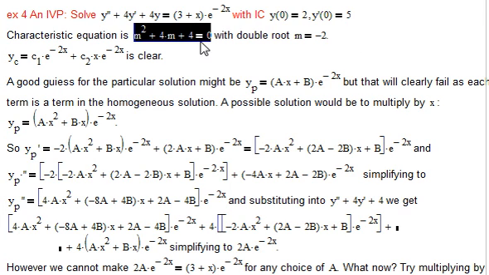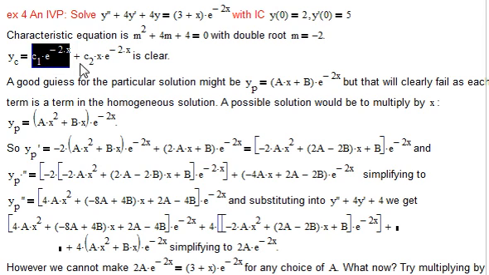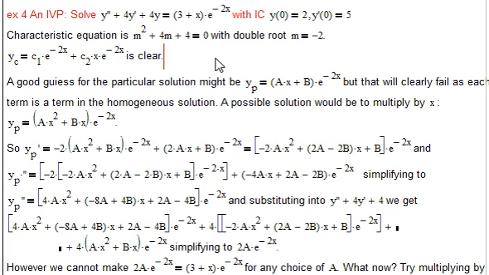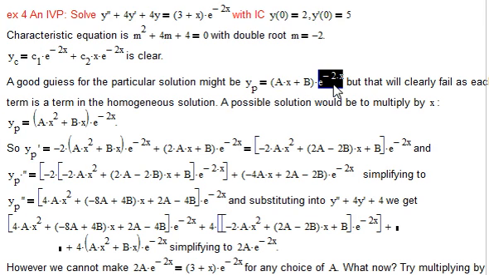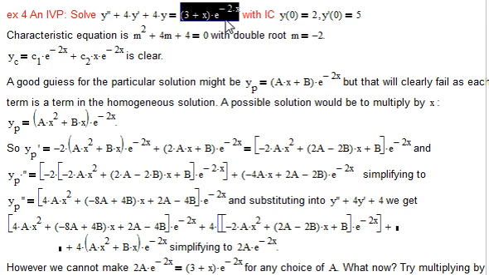m squared plus 4m plus 4, I hope this is routine by now, equals 0, double root m equals negative 2. So our complementary solution is c1 e to the negative 2x plus c2 x e to the negative 2x. And that's the easy part. Now a good guess for a particular solution might be yp equals (ax plus b) times e to the negative 2x, based on looking at this.